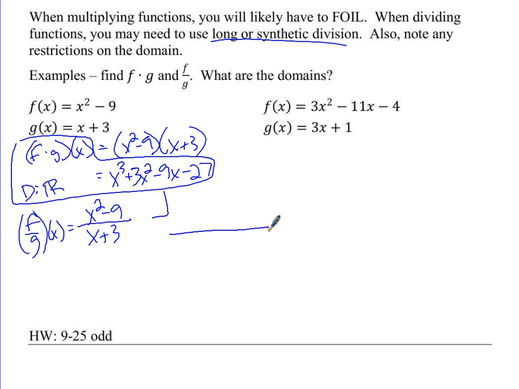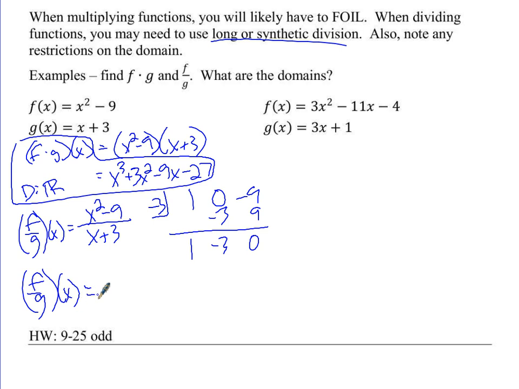So I set up my synthetic division. What goes in the box? Negative 3. And what goes across the top? 1, 0, negative 9. You have to account for missing terms. Then the 1 comes down. 1 times negative 3 is negative 3. I add and I get negative 3. Times negative 3 is 9. I add and I get 0. So that means that f divided by g of x equals what? x minus 3 is correct.